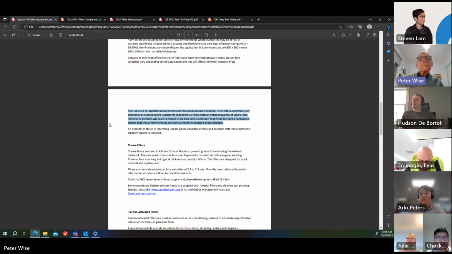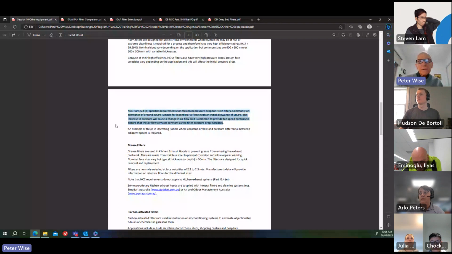Okay, so the increase in pressure as the filter loads will cause, obviously the static going up, your airflow will reduce. So it's common to provide fan speed controls to ensure that the airflow remains constant as the pressure drop increases. So we are using HEPA filter. Again, I'll refer to an operating theatre. Operating theatres require constant airflow, certain number of air changes per hour. They also are required to maintain a positive pressure differential between the operating theatre and the surrounding areas, which might be 30 pascals. So if your airflow is dropping off, then you're losing your pressure differential, you're losing the circulation rate. So it's common to have velocity sensors in the ductwork, which speed up the fan as the filter loads. I hope that makes sense, but you'll come across this time and again when you do that sort of project.